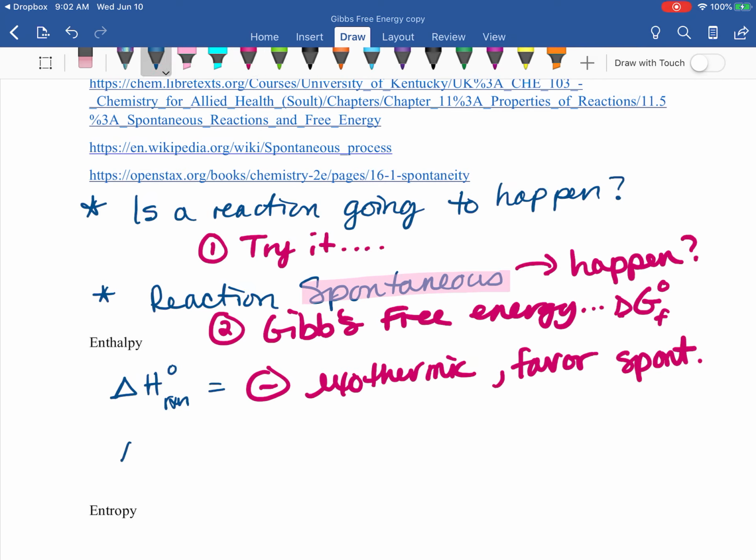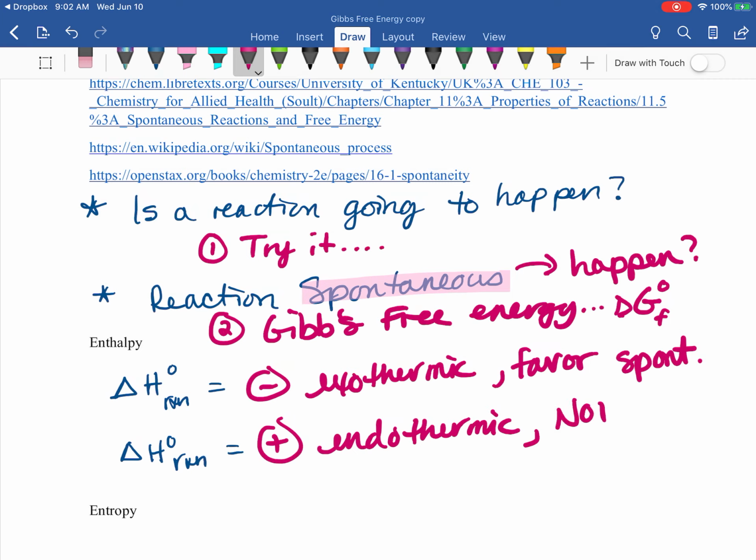So the opposite is true. If a reaction takes energy, it is endothermic, and it does not favor being spontaneous because you have to add energy into it. And if the point of a spontaneous reaction is that it happens without your help, being endothermic means that it needs energy. It's going to need your help. So it is not favored.